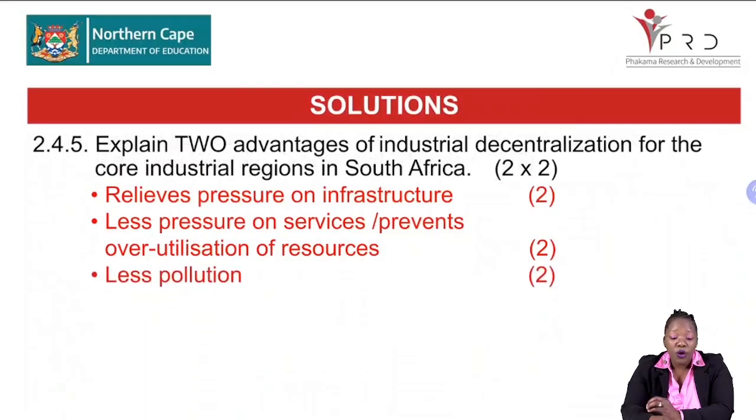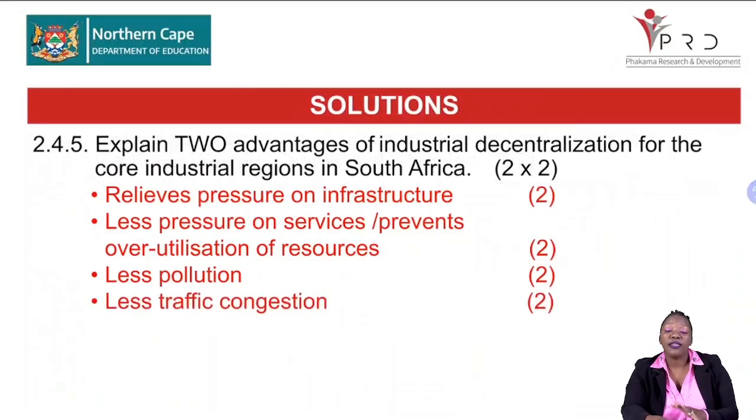And then we're also looking at less pollution. You will remember the more the industries in one area, the more the pollution. We do need to grow our economy, but also we need to take care of our environment. So hence decentralization will lead to less pollution.